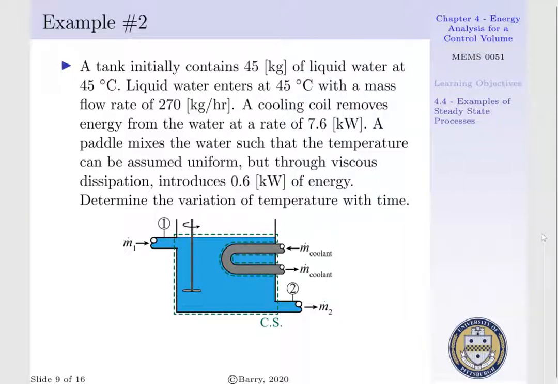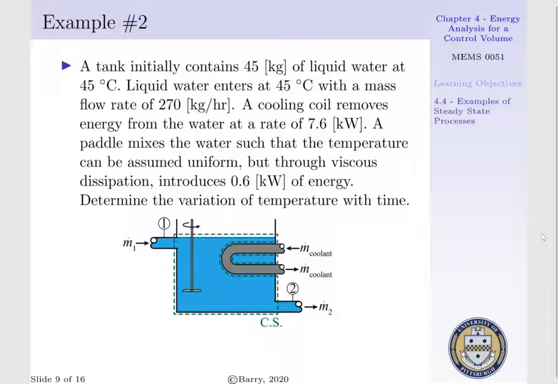Now let us look at example 2. We have a tank that initially contains 45 kilograms of liquid water at 45 degrees centigrade. Liquid water enters at 45 degrees centigrade with a mass flow rate of 270 kilograms per hour. A cooling coil removes energy from the water at a rate of 7.6 kilowatts.